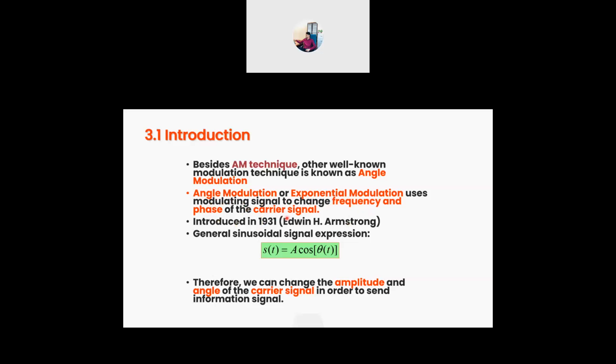In contrast with amplitude modulation, where the carrier is changed in terms of its amplitude following the modulating signal, in FM, in frequency modulation, the carrier frequency and phase vary according to the message signal, according to the modulating signal.